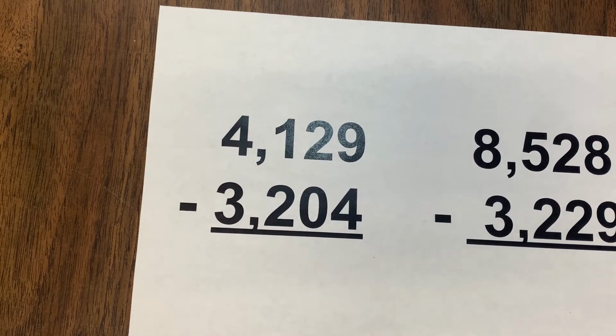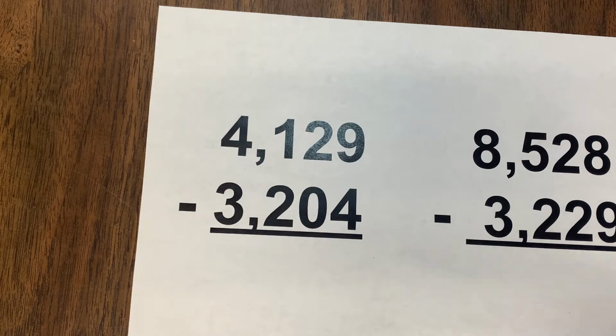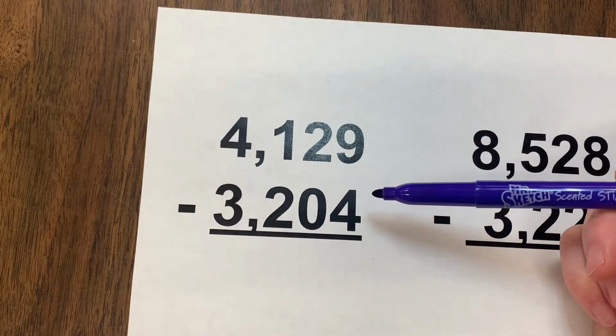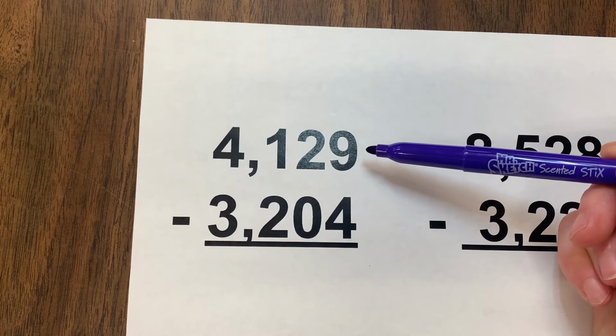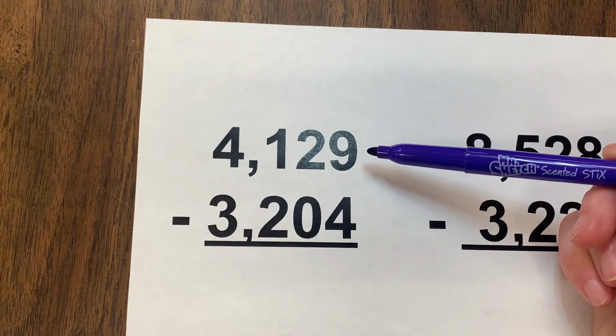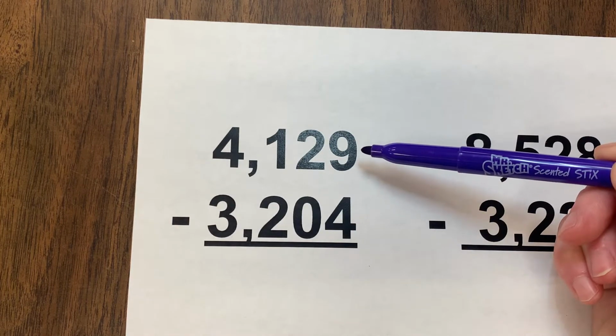Okay, today we are working on 4-digit subtraction. We are going to follow the same steps as in 2-digit and 3-digit. First thing is to always start in the ones place. Remember, the larger number always needs to be on top. In order to subtract, each digit in the larger number needs to be on top.